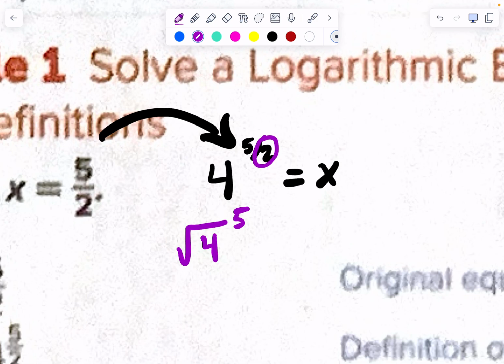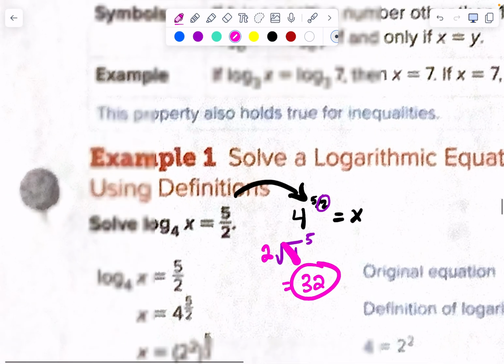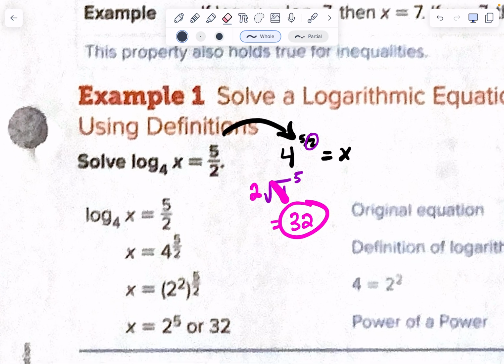All right, what's the square root of 4? 2. What's 2 to the 5th power? 32. That's the answer. That's all. Okay? We were in log land. We were stuck in log land. We switched to exponential land and we solve, and that's all, right? 4 to the 5 halves power is 32. That's it.